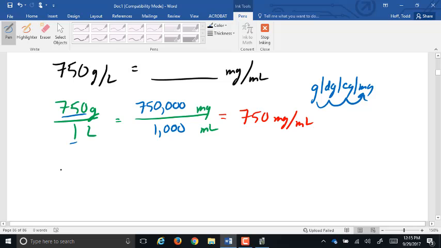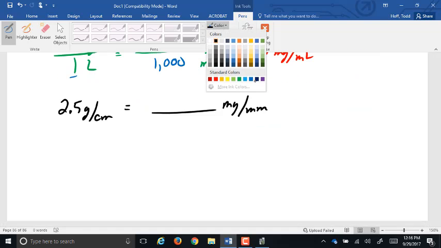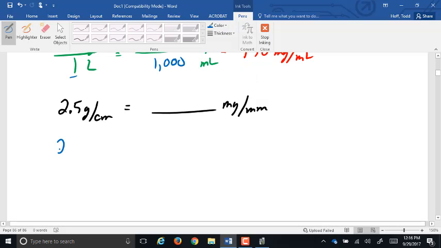You might have 2.5 grams per centimeter. I want to know what is that in milligrams per millimeter. I want you guys to try that one quick. I'm going to give you about a minute as I write that down.